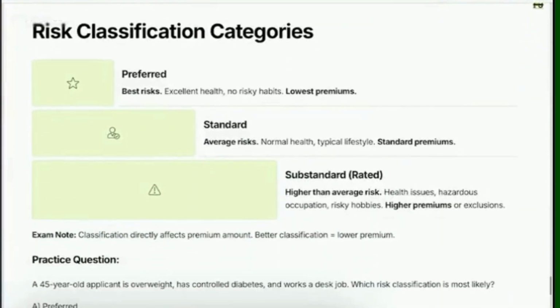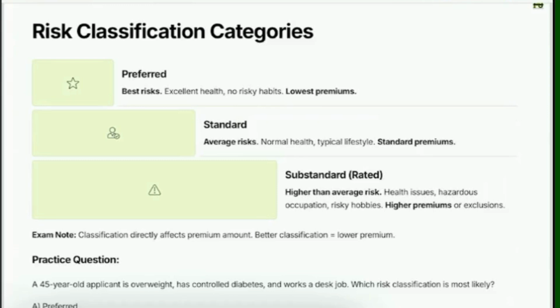Risk classification categories, okay? There are preferred, standard, and substandard. Now, if you're already working somewhere and you're like, wait, we have way more than that. Yes, depending on what company you work for, what policies you're talking about, they may have preferred plus, preferred super plus, standard smoker, standard non-smoker, substandard smoker, standard diabetes, right? Fine. But for the testing purposes, it's these three: preferred, standard, or substandard.